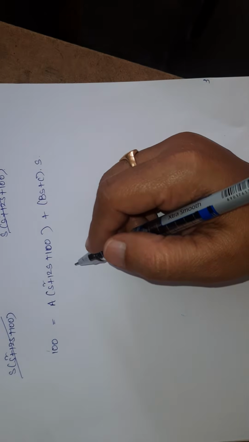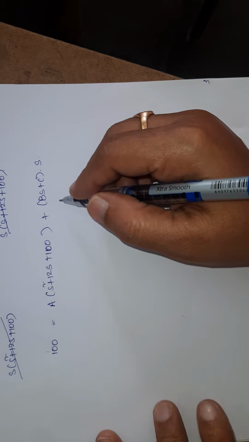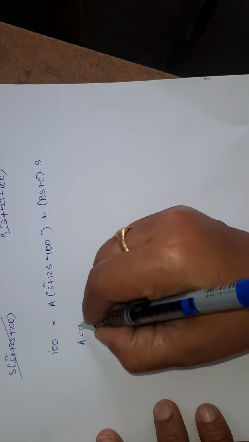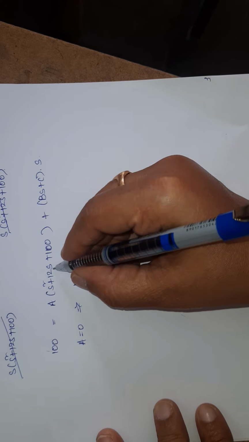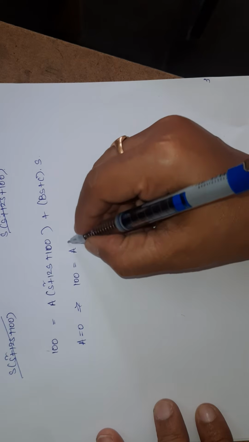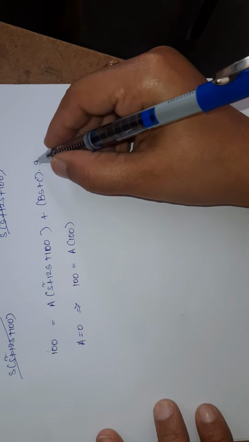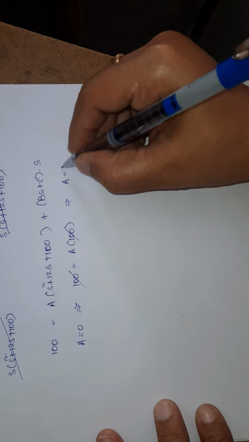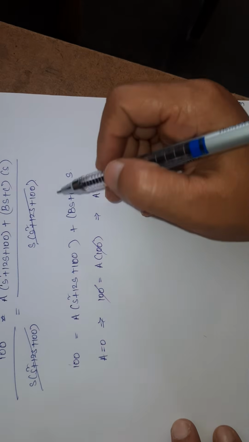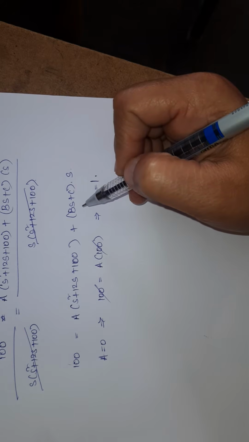Now how to get the values of a, b, c? First I'll substitute s equal to 0. Then this term will become 0, a into 100, and this is 0 into s, so it is 0. So I get a value of 1. And what value do I have to substitute to get the values of b and c?